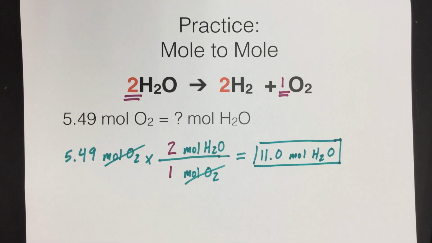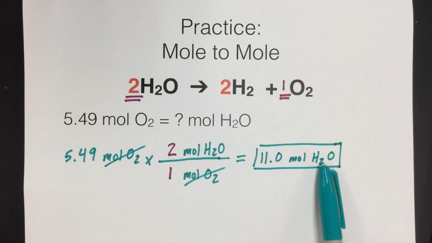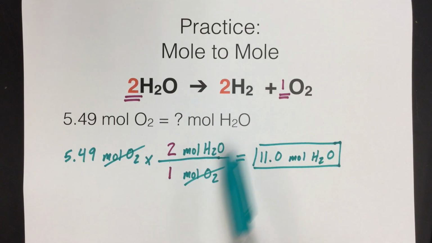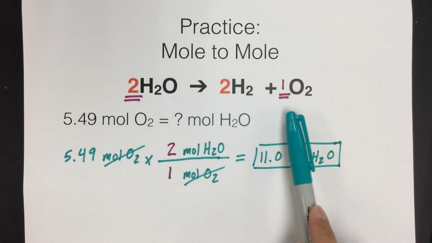All right, so that is the first mole-to-mole problem. So we started with moles of O2, converted to moles of H2O. The way we did that was by using the balanced chemical equation to get our mole ratio.